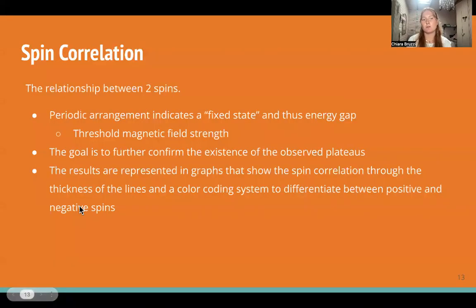So we looked at the spin correlation, which is the relationship between two spins. And what this spin correlation shows is that if there is a periodic arrangement, then it indicates a fixed state, if you will. And if there's this fixed state of the spins, then there's an energy gap, because in order for these spins to change their arrangement, they need to reach a threshold magnetic field strength, which means that for a certain region of the magnetic field, they're going to be the same and therefore form this plateau.